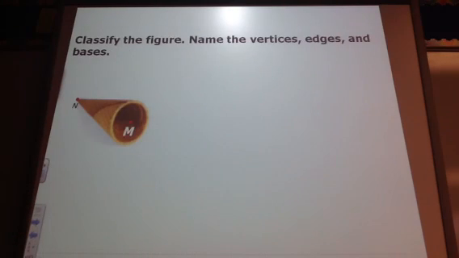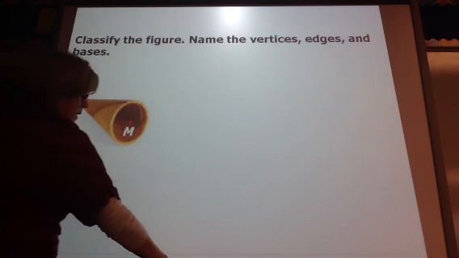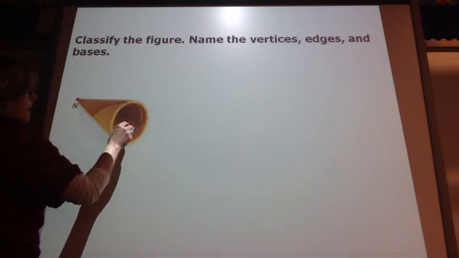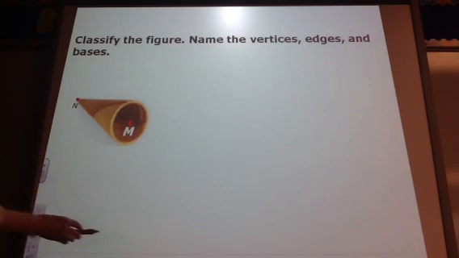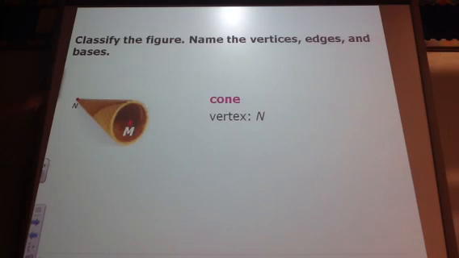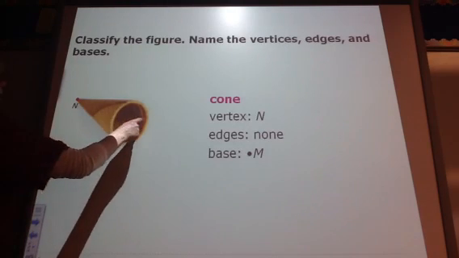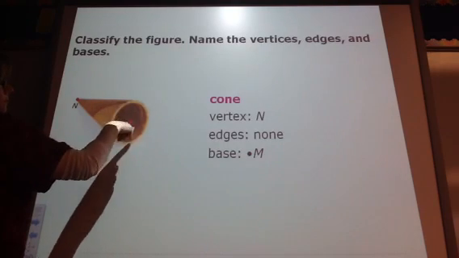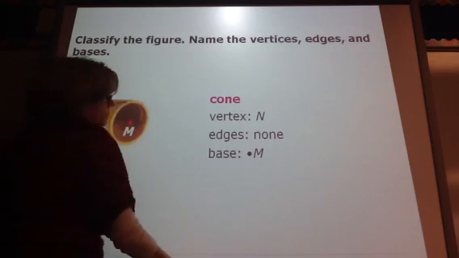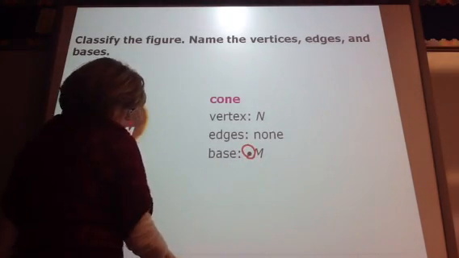Okay, classify the figure, name the vertices, edges, and bases. You all can't really see this in your diagram, so go ahead and add that. In the middle of this cone is a vertex with a point M. Okay, so you have one base and a vertex, so that is a cone. Your vertex is point N. You have no edges on this cone. And your base would be this circle right here. Circle M.